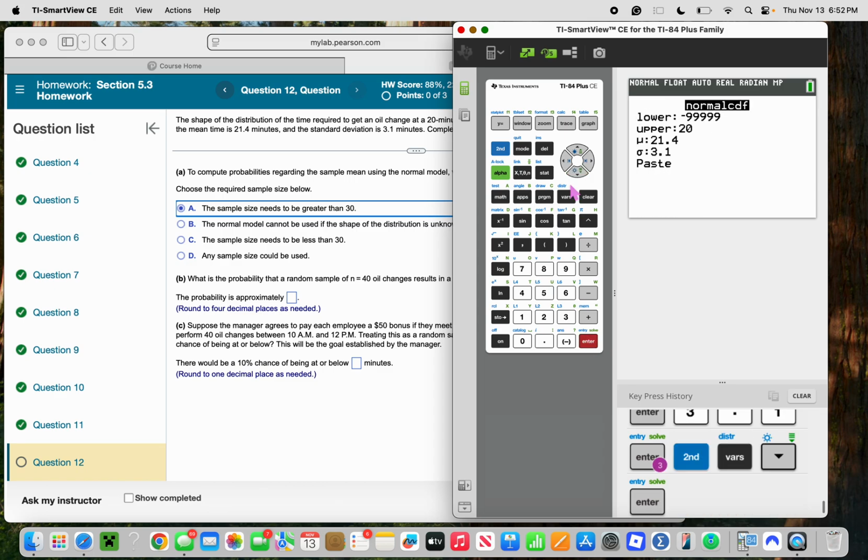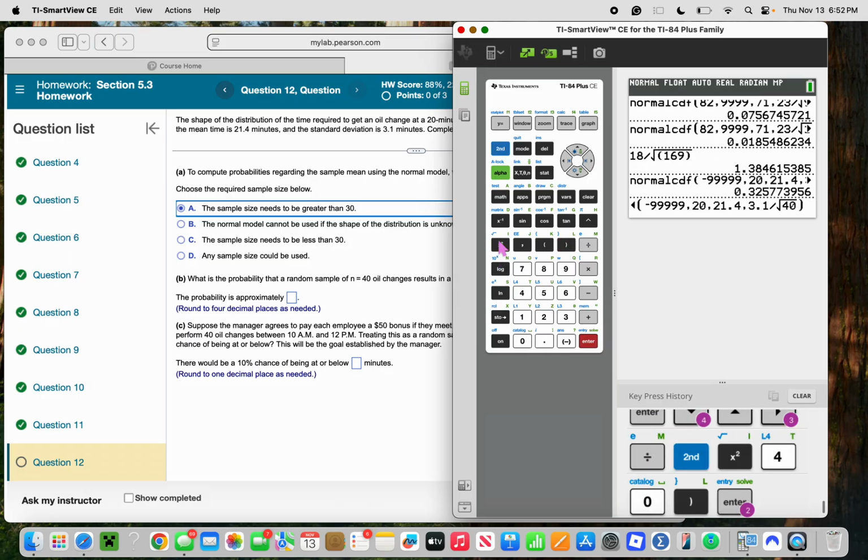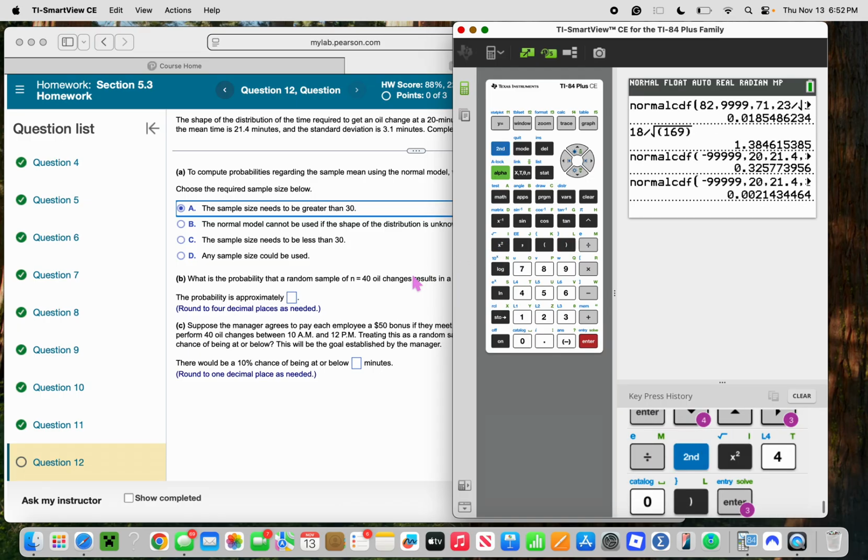However, once I adjust for the sample size of 40, again, we divide by the square root of the sample size, we get 0.2% of samples are going to have an average time of less than 20 minutes.